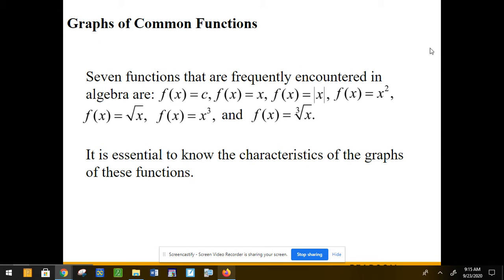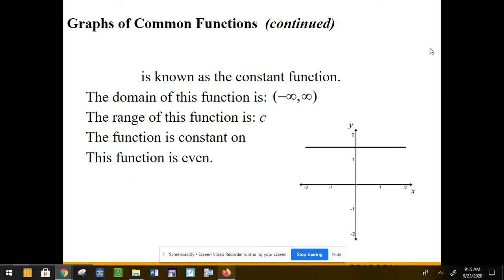So the first thing we're going to look at is just, here's the list of the basic functions. f of x equals c. c is a number, so that's going to be a horizontal line. We'll look at that. f of x equals x, that's a diagonal line, slope of 1 through the origin. Absolute value function, quadratic function, square root function, cubic function, and then cube root function. So let's quickly talk about each of those.